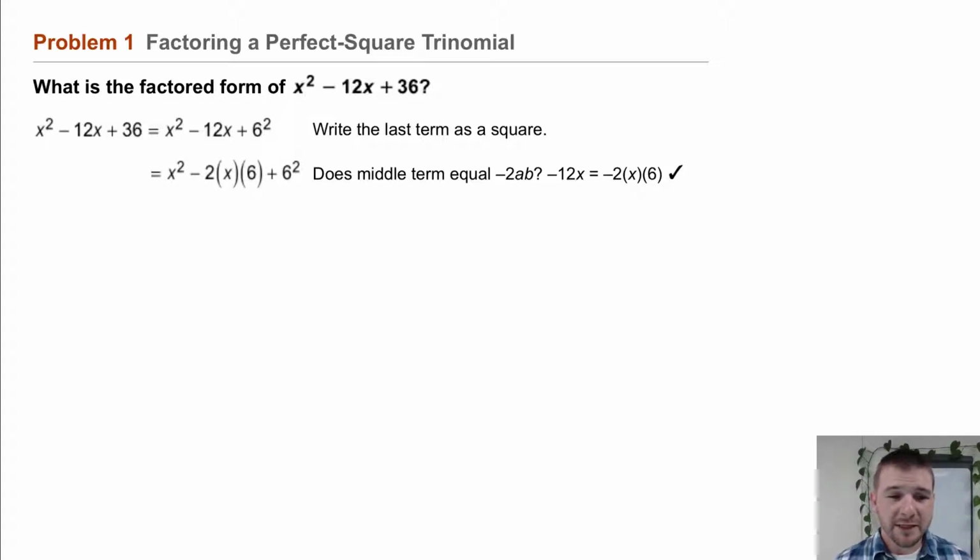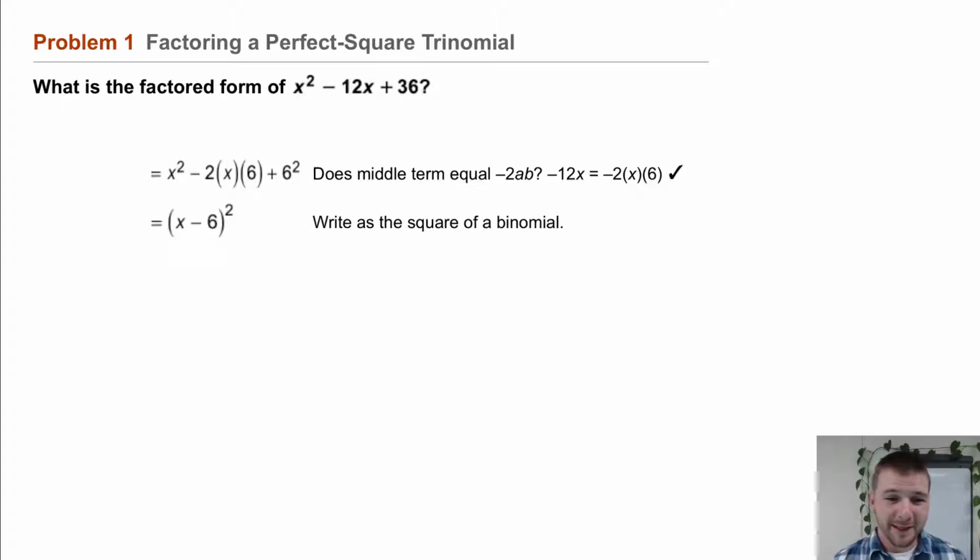So we write x squared minus 2 times x times 6 plus 6 squared. Negative 12x equals negative 2 times x times 6. Finally, we'll write this as the square of a binomial, so x minus 6 squared.